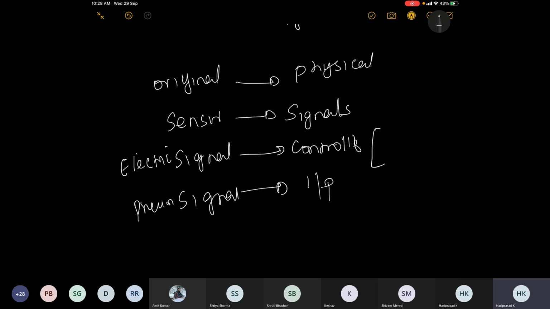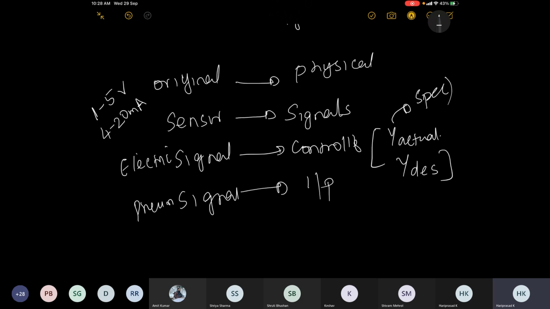And your controller is trying to minimize the error between the actual process and the desired product. So Y means that assume that it is the specification, and actual and Y desired. So there is a lot of conversion happening from the original variable, which then goes to the sensor. When it goes to the sensor, generally the standard is between 4 to 20 milliamperes. So that is the most common sensor output, or 1 to 5 volt, whichever specification it is.